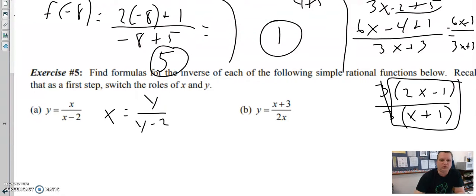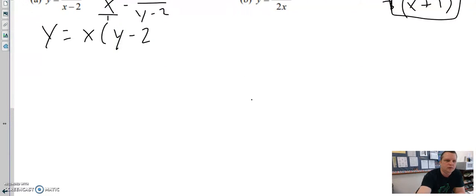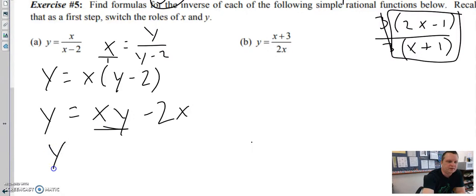So you want to get the y's on one side. In order to do that, you have to cross multiply. So put the x over 1. So you have y = x times (y - 2). Okay? And parentheses there. Then you have y = xy - 2x. Distribute. Bring the xy over so all the y's are on one side.